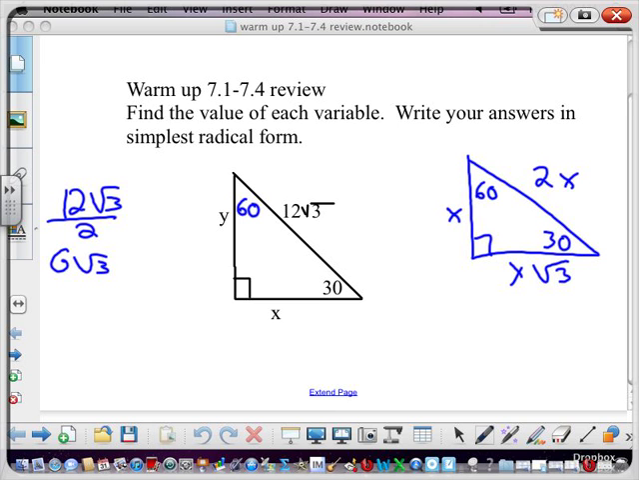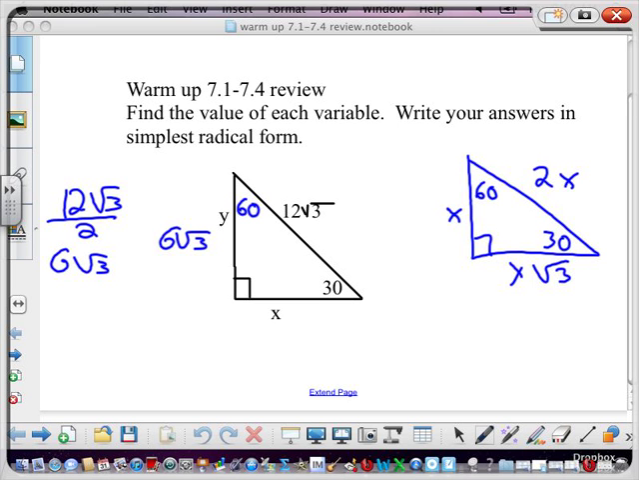I found x. So let's look at where's angle 30? What's across from angle 30? X or y? Y, across. It can't be connected to it. So 6 square root 3 is y.